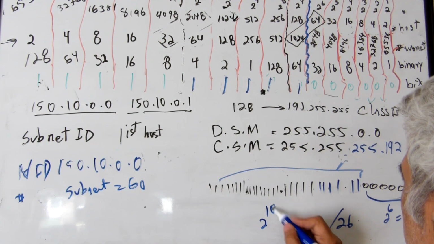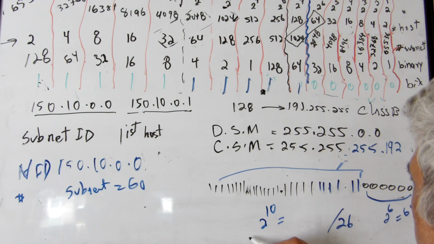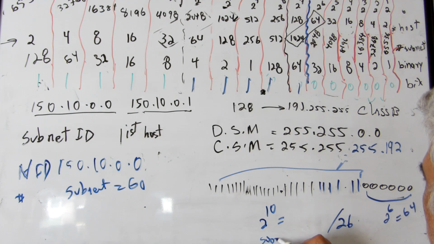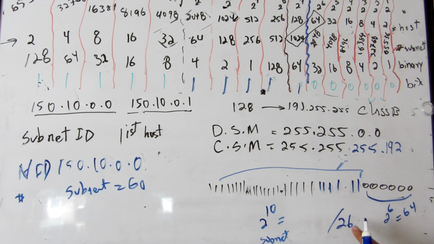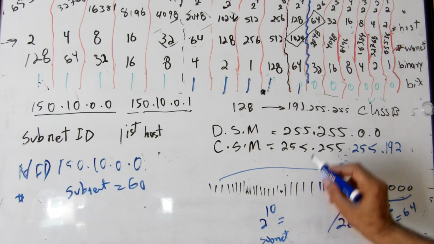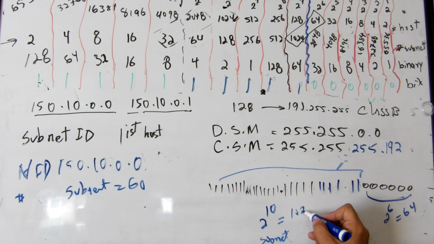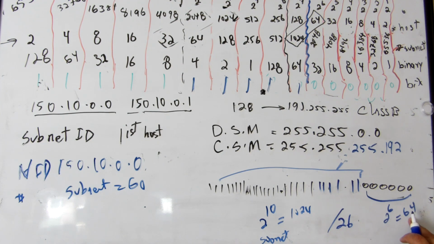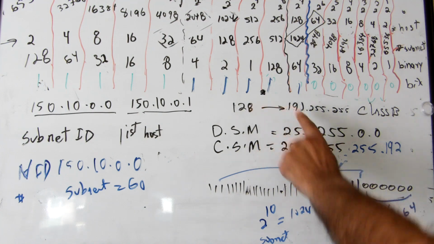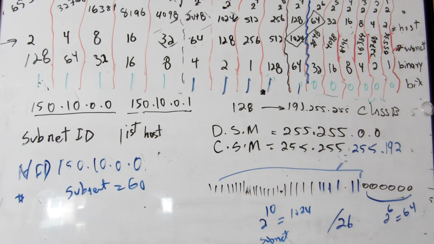2 to the power of 10 is going to be the number of subnets, which is 1024, which we found out here, and then 2 to the power of 6, 64, is going to be this one. So actually from the number of bits, we can find out what this table looks like.